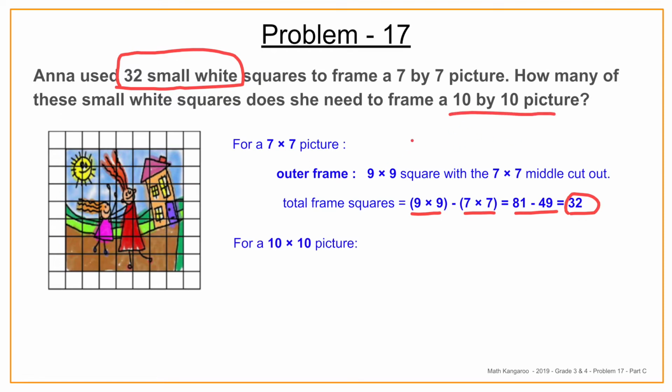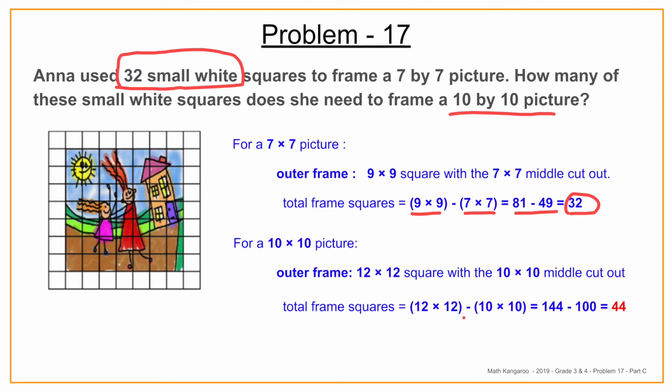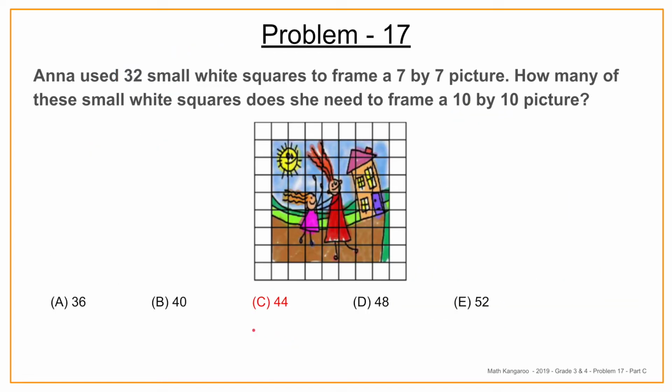Yes. For a 10 by 10 picture, the outer frame would be 2 more: a 12 by 12 square with a 10 by 10 middle cutout. That is the size of the picture. That means 12 times 12 gives us 144. 10 times 10 gives us 100. We subtract and we get 44. So we will have 44 white squares for a 10 by 10 picture, which is answer option C. Great job. Let's move on to another problem.